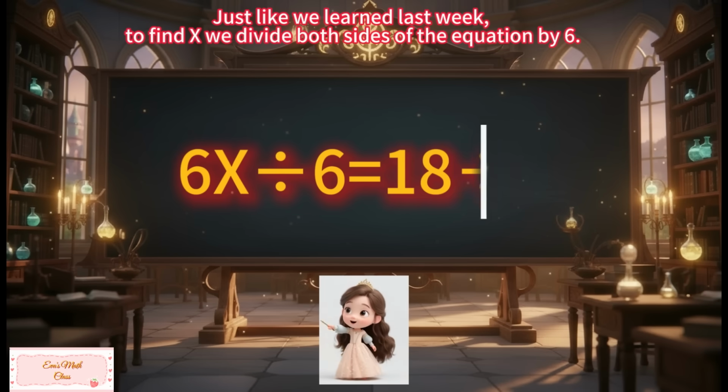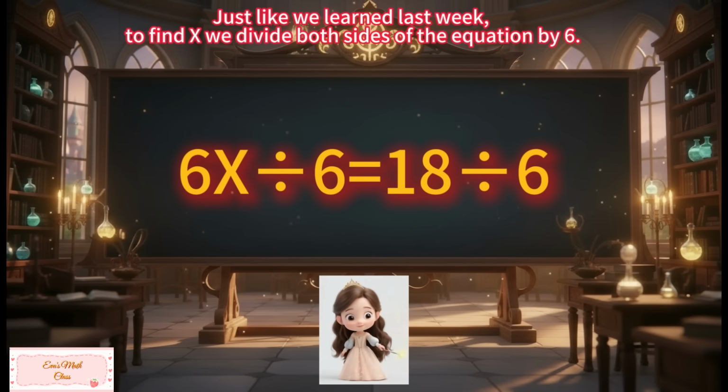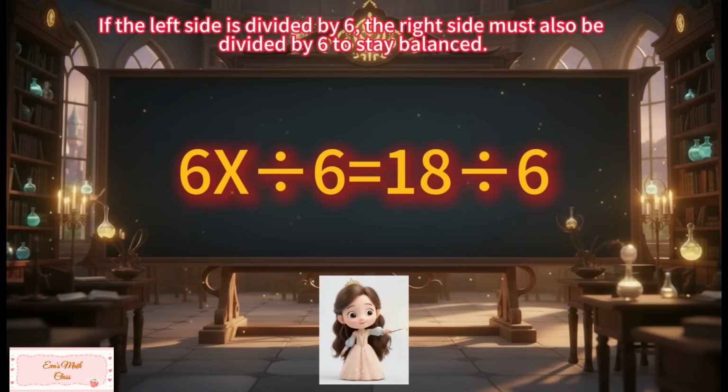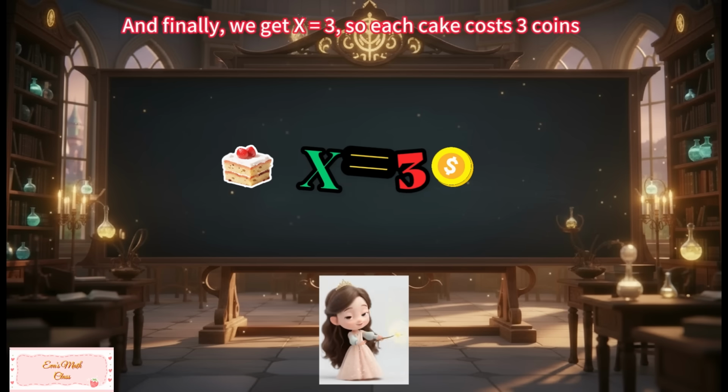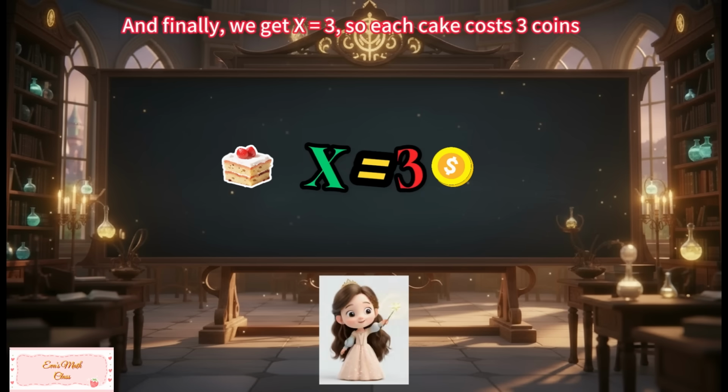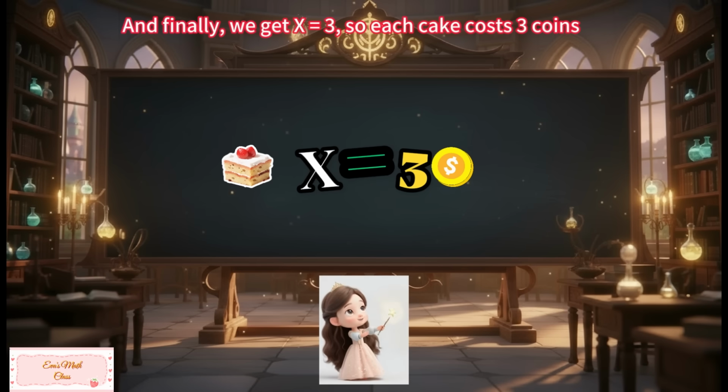Just like we learned last week, to find x, we divide both sides of the equation by 6. If the left side is divided by 6, the right side must also be divided by 6 to stay balanced. And finally, we get x equals 3. So each cake costs 3 coins.